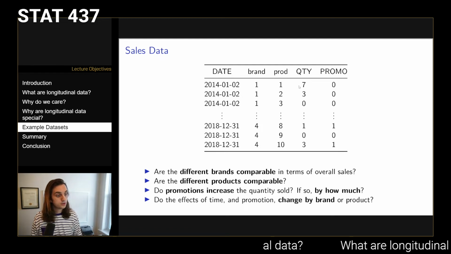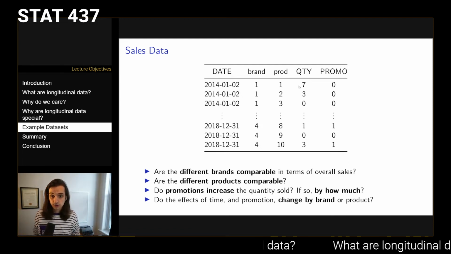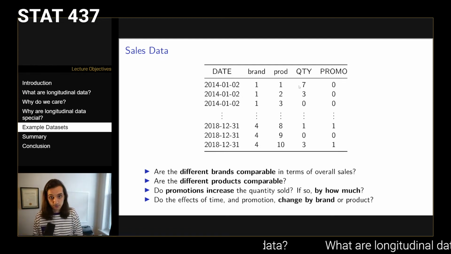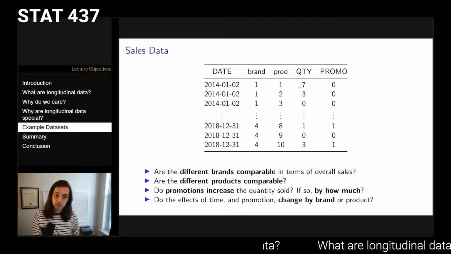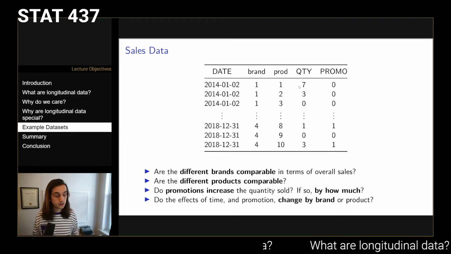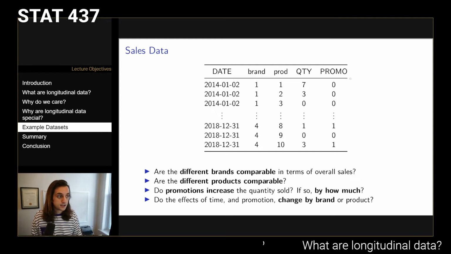But also, do the effects over time change? Do they change within the brand? Do they change whether they're on promotion? Are there seasonal effects in this data? That type of thing. And so all of these questions, again, we can only answer because we have these longitudinal data.